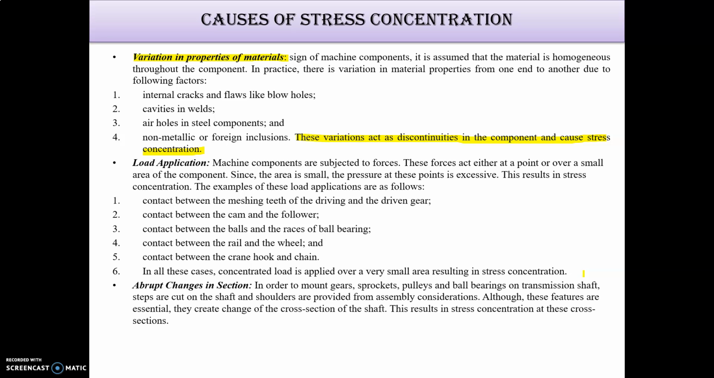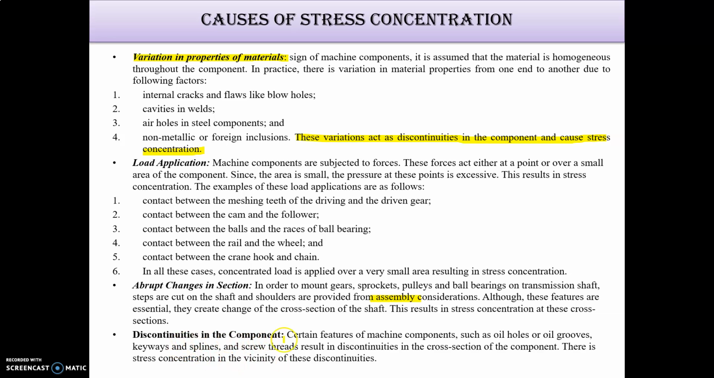And the another problem is what? Causes of stress concentration is abrupt changes in the section. In order to mount a gear, sprocket, pulleys, and ball bearings on a transmission shaft, steps are cut on the shaft and shoulders, so that we can easily fit that part. But these are provided for assembly consideration. All these features are essential and create changes in the cross section of the shaft. We know that these are essential things, but this creates a change in cross section, and this results in stress concentration.